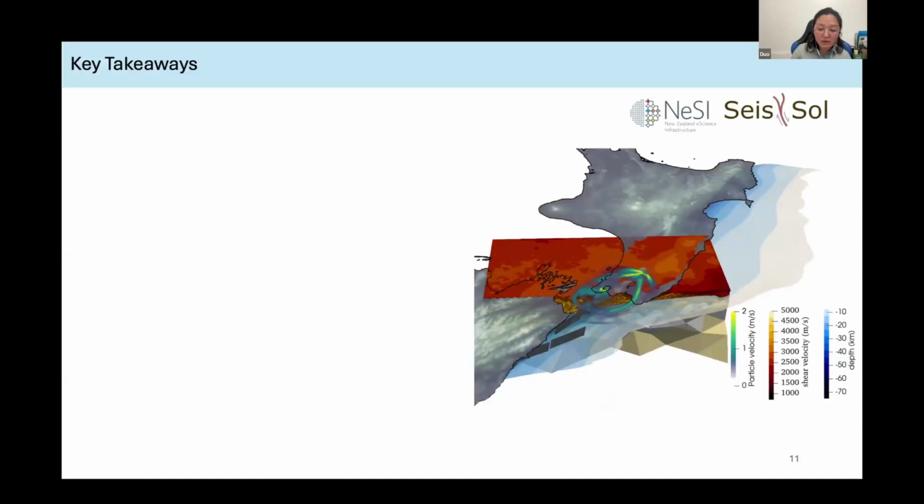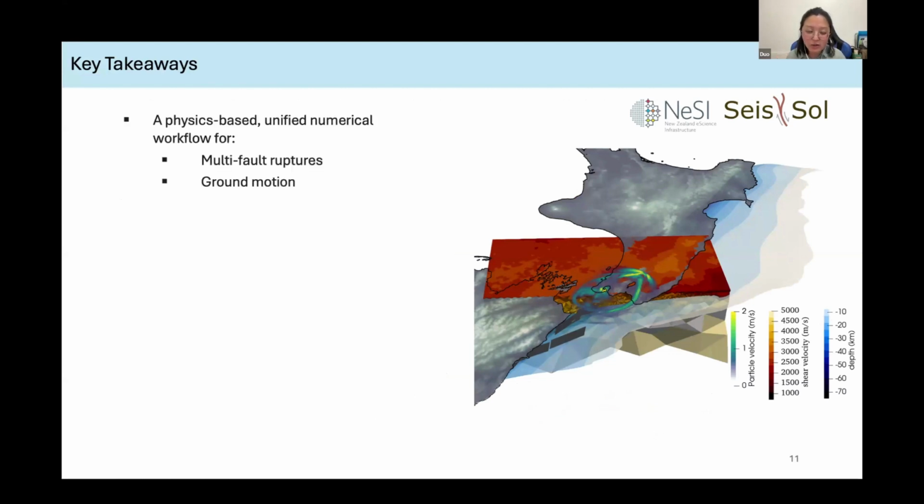So yeah, that's all I want to talk about. The main takeaway is that we have established a unified and physics-based numerical workflow to simulate both multi-fault rupture and ground motion at the same time. So the advantage is that we can analyze how complex earthquake sources can influence ground motion distribution, and we confirm. Well, there are two ways we try to confirm the physics-based model is well set up.